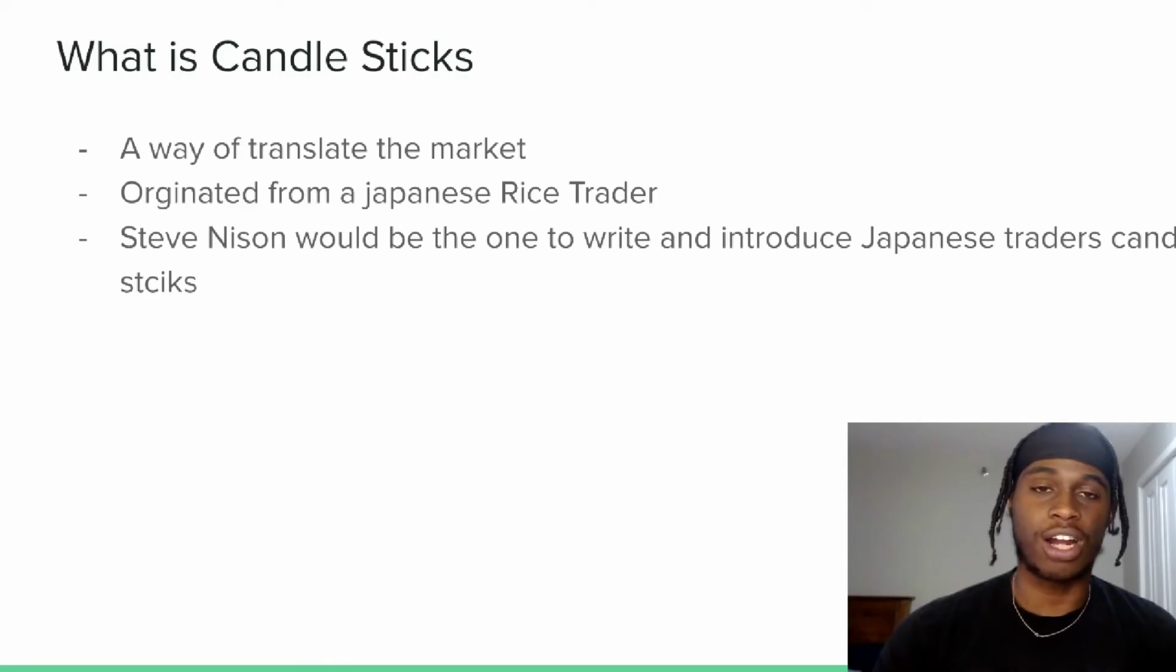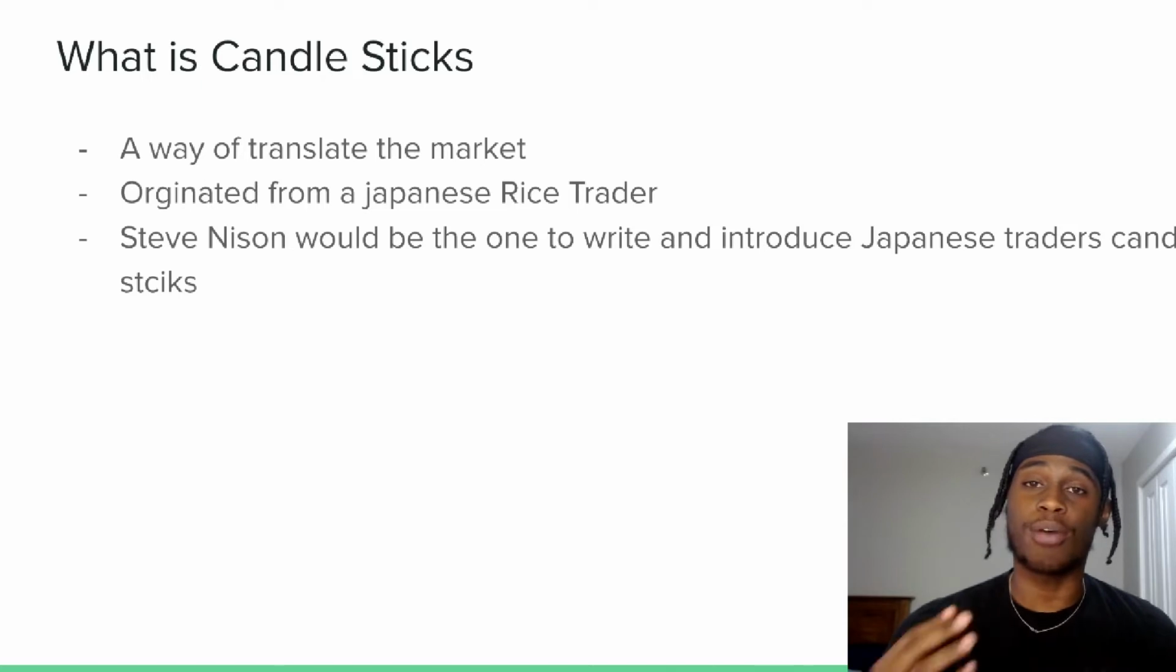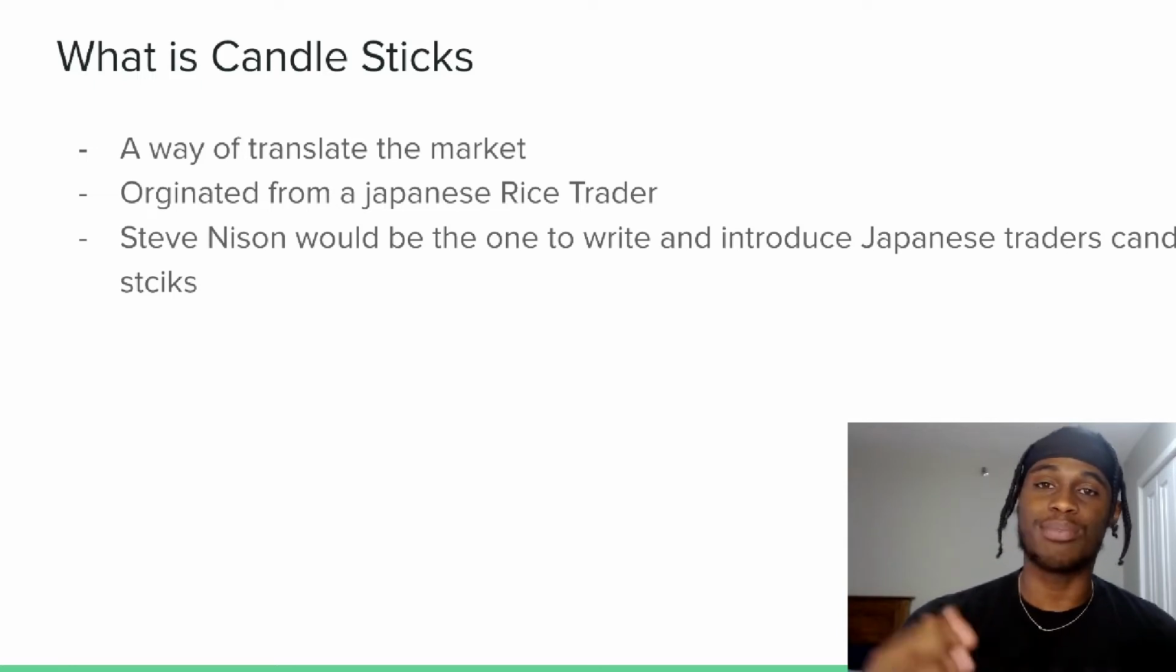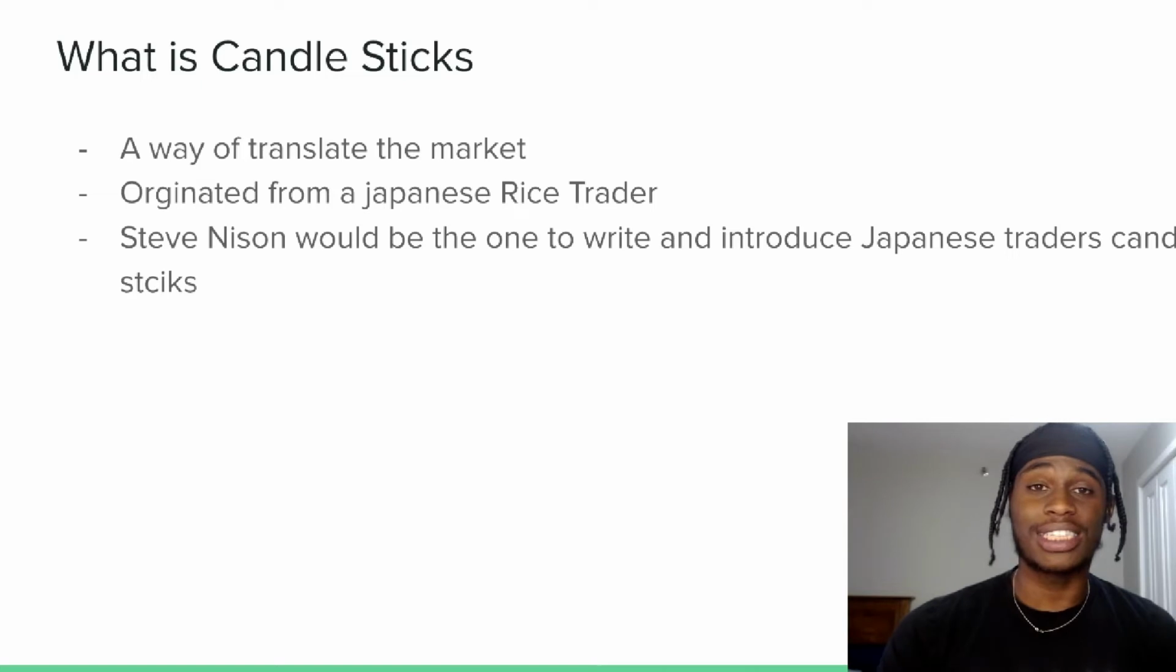So first, let's start off with what is a candlestick, right? A candlestick is a way of translating the market, right? It's a way of helping traders understand a market's movement, understand a market's pattern, whether it was in the past or whether it's going on now, to kind of help them predict the next movements of the market. So like I said, the more you know about candlesticks, the easier it's going to be to try to predict the market's movement naturally.